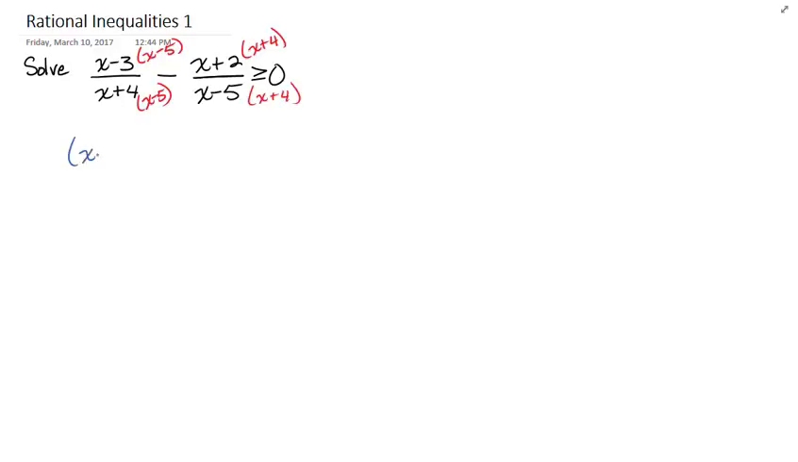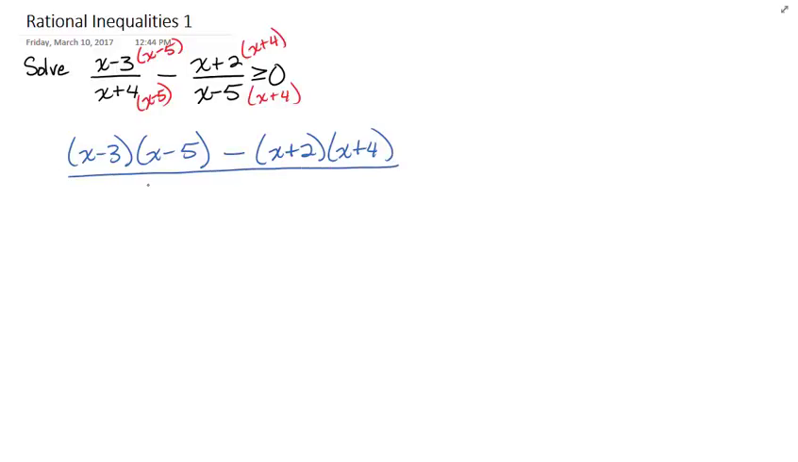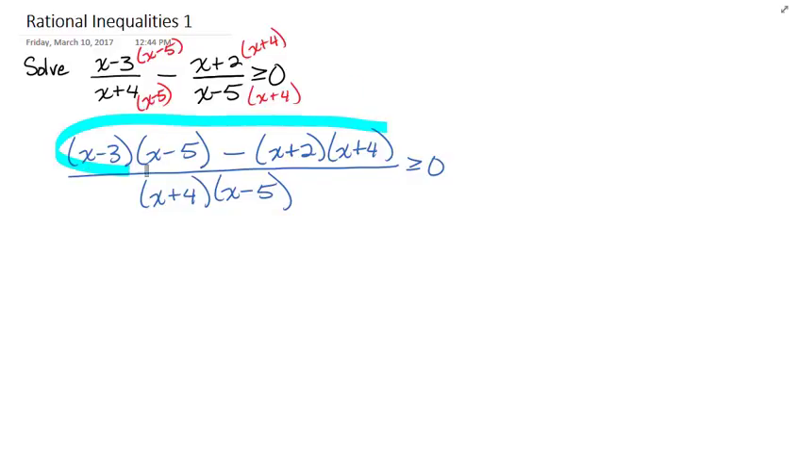So it's going to look like this. The first numerator is going to be x minus 3 times x minus 5, and then the second numerator is going to be x plus 2 times x plus 4, and we're subtracting those. Since they are over the same denominator, we can write them now over that common denominator, and we want to know when that is greater than or equal to 0. So we're not quite ready. We need to simplify this, and most of the simplification is going to happen up here. We need to expand it and combine like terms.